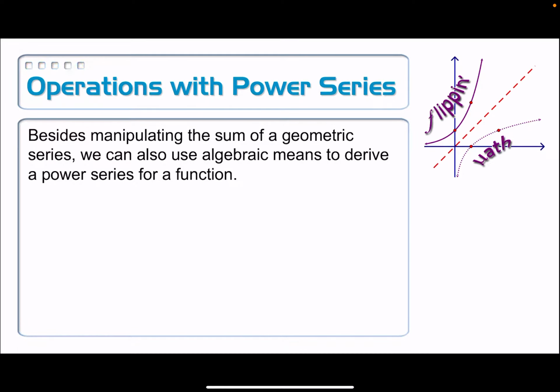In addition to taking a geometric series and manipulating it to turn it into a power series to fit our function, we can also just use some algebraic methods in order to come up with our power series. Here, take a look. We're going to start with two series. Our f of x is defined by the sum of a sub n times x to the n, and the b sub n x to the n is our g of x series.